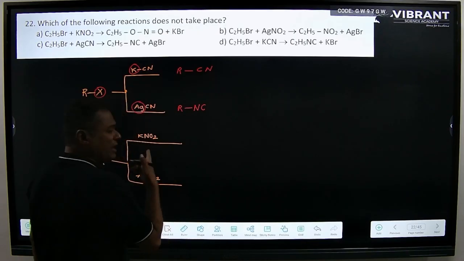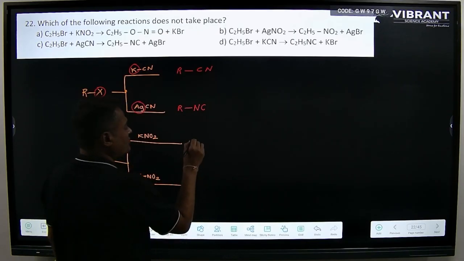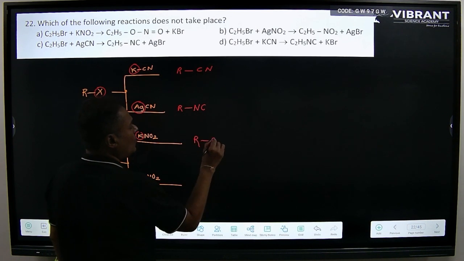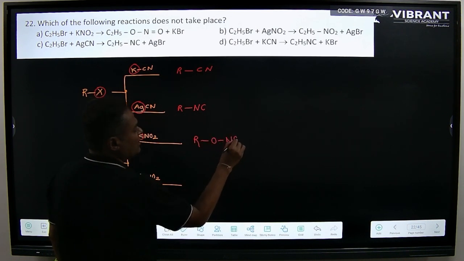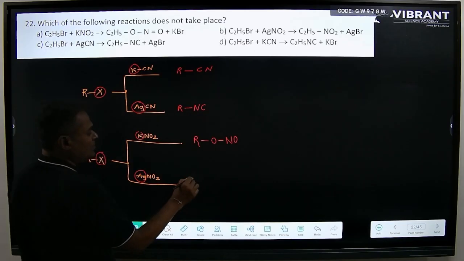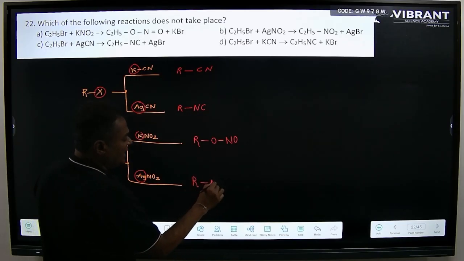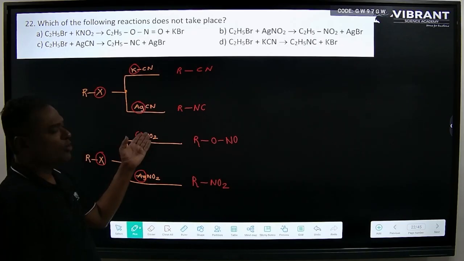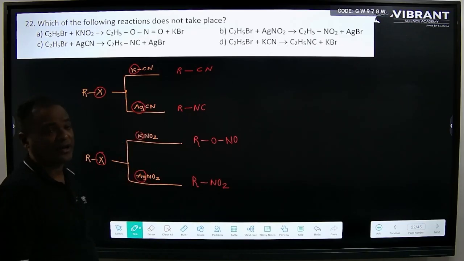Now, same thing you have got over here also. In case of KNO2, you will get RONO as the product formed, and in case of silver nitrite, going with the halide, the product obtained would be nitro. So, the question is again the same: this will be more of ionic character, this will be more of covalent character, and that is why you get two variable products over here.